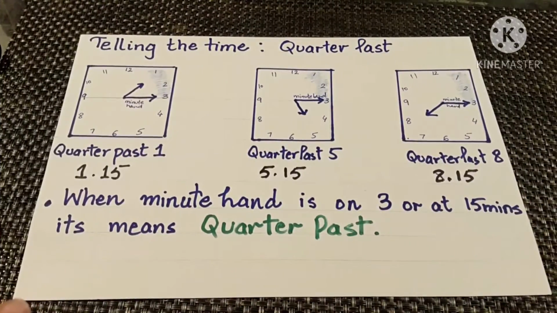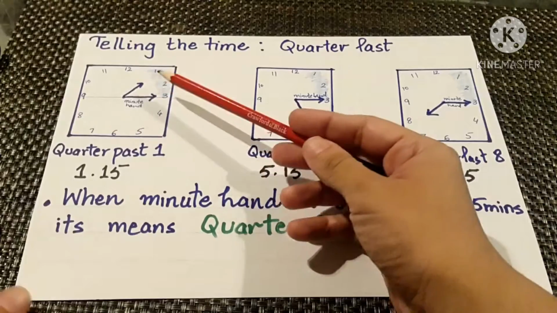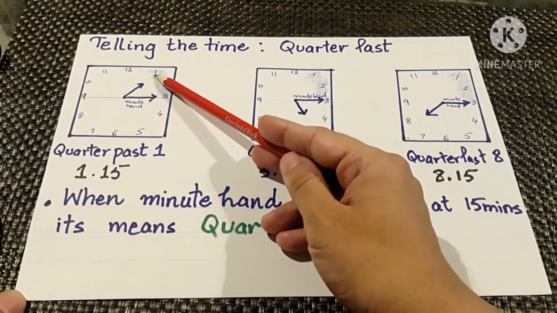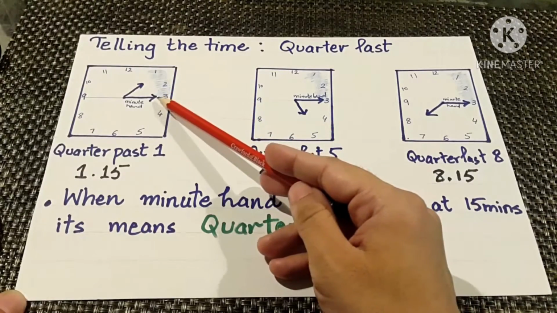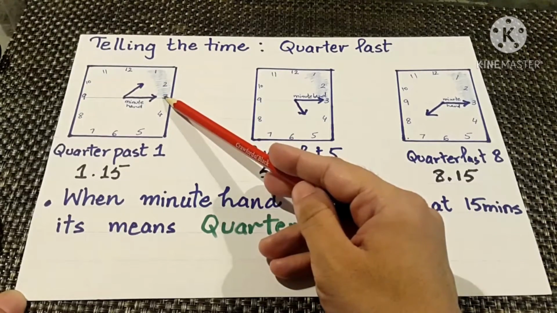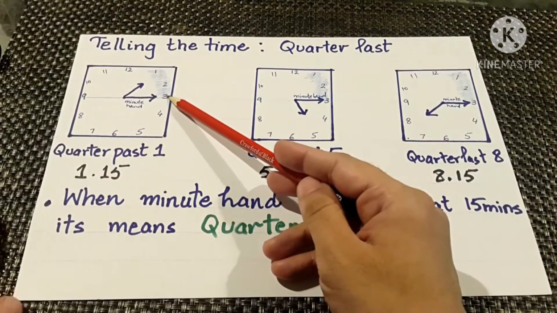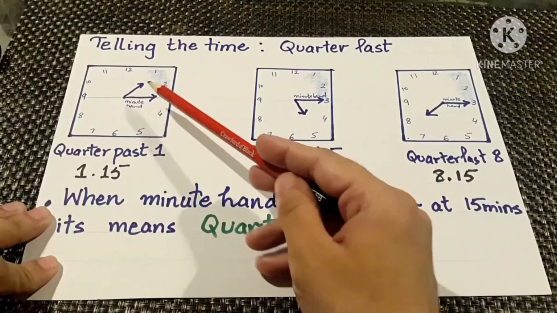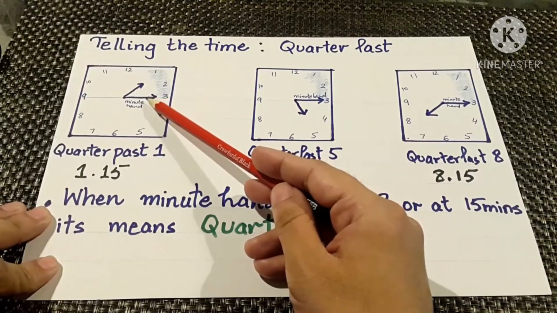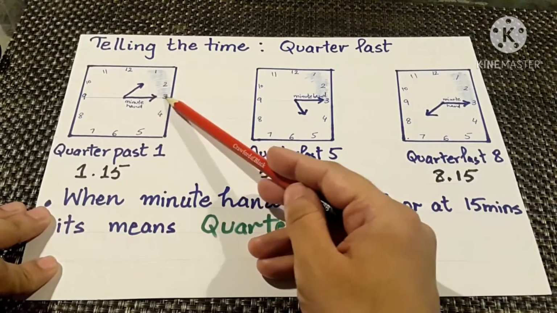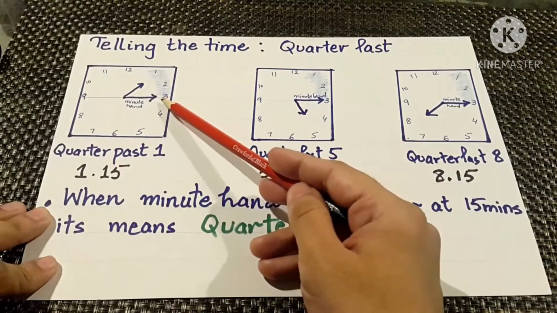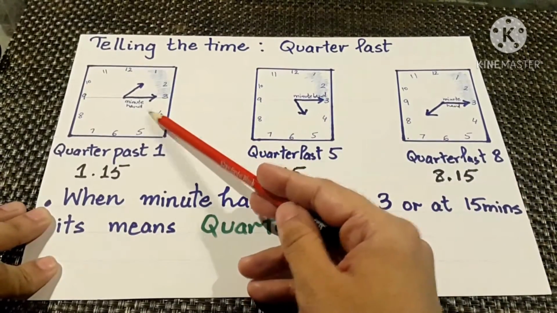Telling the time, quarter past. Now in this figure you can see that the hour hand is at 1 whereas the minute hand is at 3. At 3 we know it is 15. So this time is quarter past 1. Now here we will focus on the minute hand. The minute hand is pointing towards 3, it means 1:15. This is quarter past 1.